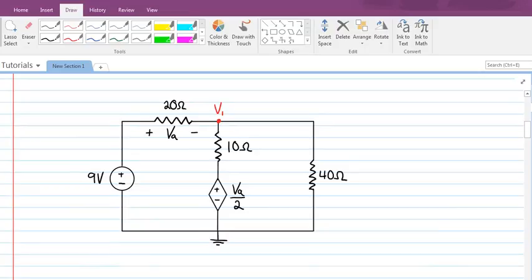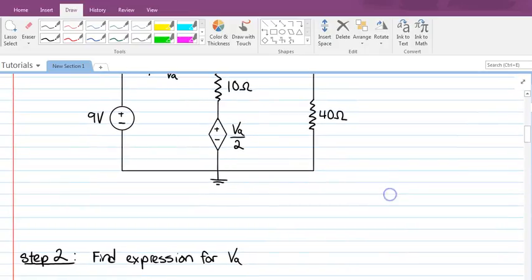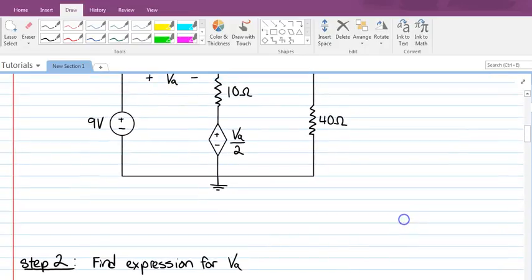Well, typically you would go ahead and do your Kirchhoff's current law equations at that node, but since we've got this dependent source, and since we're solving for VA itself, let's see if we can create an expression for VA. So step 2 is we're going to try to solve for an expression for VA.